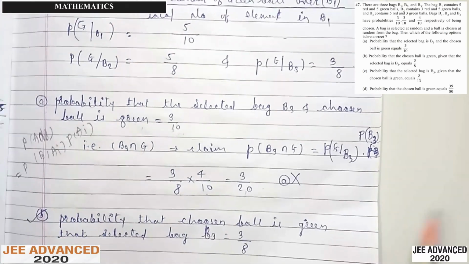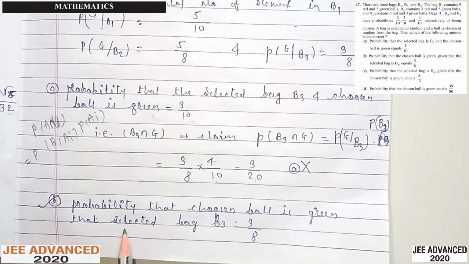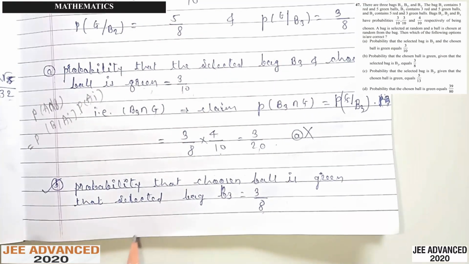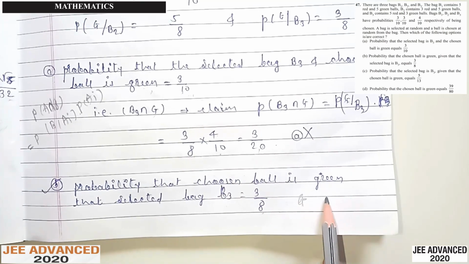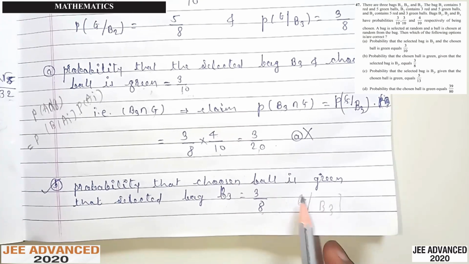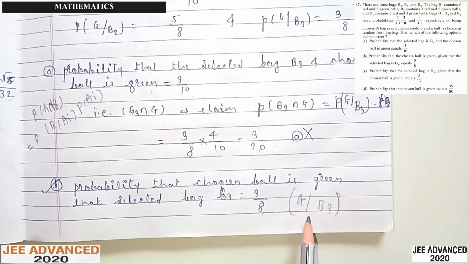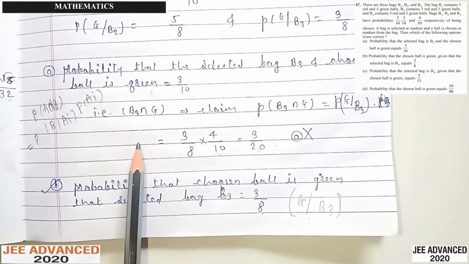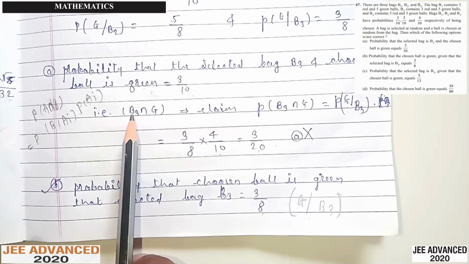So let's go for the next option. The probability that the chosen ball is green given that the selected bag is B3 is 3 by 8. Understand the option first, then we'll move to the solution. We are given the probability that the chosen ball is green, so we have already selected a green ball, and we select one more bag B3, which is 3 by 8. So we want the conditional probability of G over B3. Before, we wanted the intersection of B3 over G.